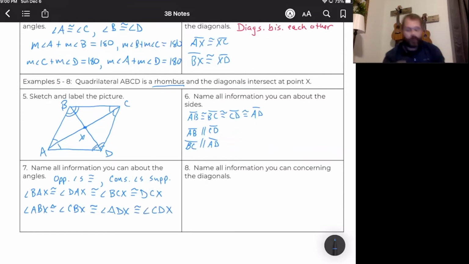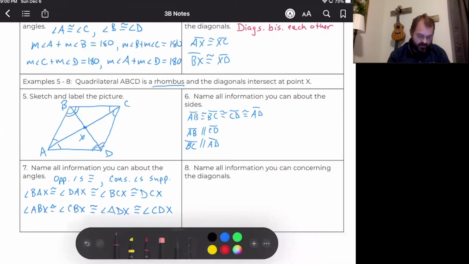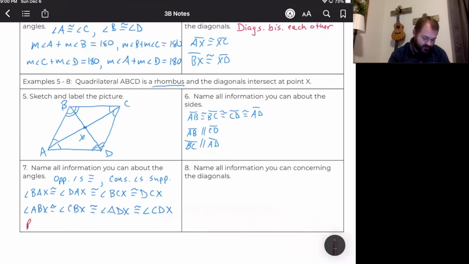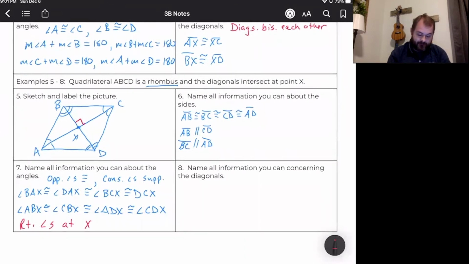Okay, but one other piece of information that is important about our angles here is that we have right angles at X. Okay, these are all right angles because the diagonals are perpendicular. Okay, so that kind of leads us into number 8 here. Name all the information we can concerning diagonals. Okay, diagonals still bisect each other into congruent segments. So X is the midpoint of both diagonals.